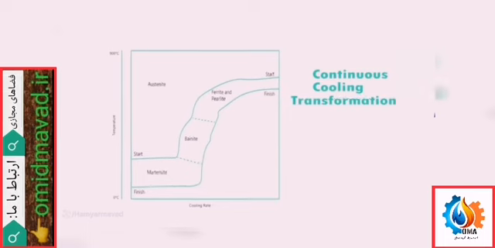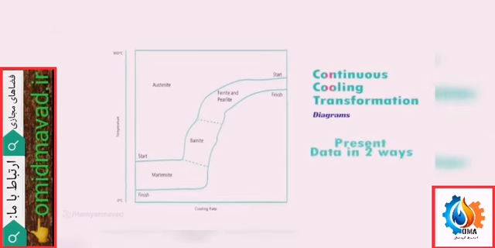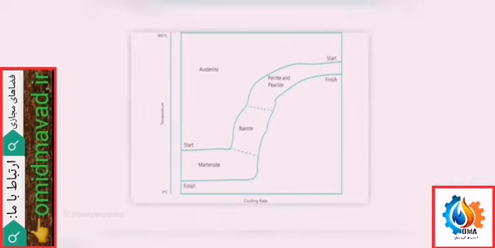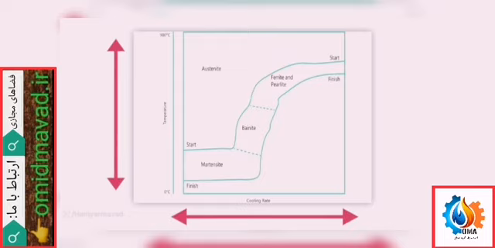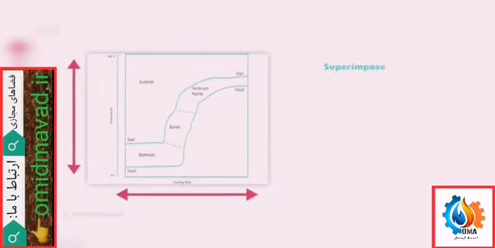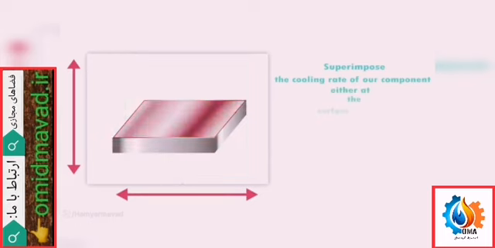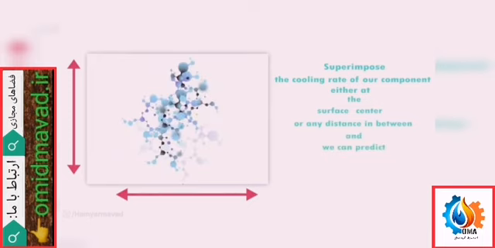Continuous cooling transformation diagrams present data in two ways. The first is to plot microstructures as a function of temperature and cooling rate. From this, we can superimpose the cooling rate of our component either at the surface, center, or any distance in between, and we can predict which microstructure will be formed.